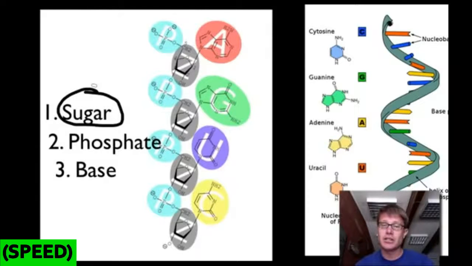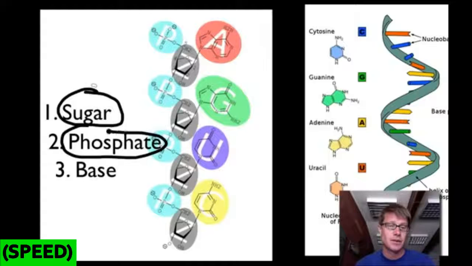Both of them have a sugar. In RNA, that sugar is going to be ribose sugar. In DNA, it's going to be deoxyribose sugar. They then have a phosphate group, and then they have bases on the inside.